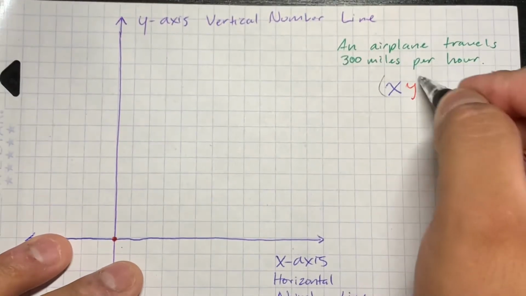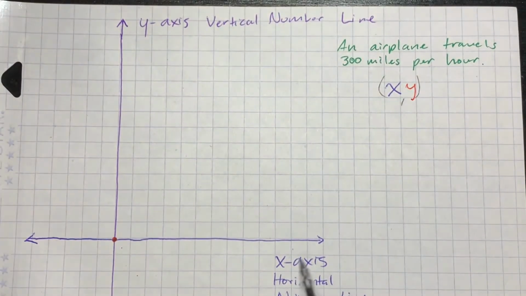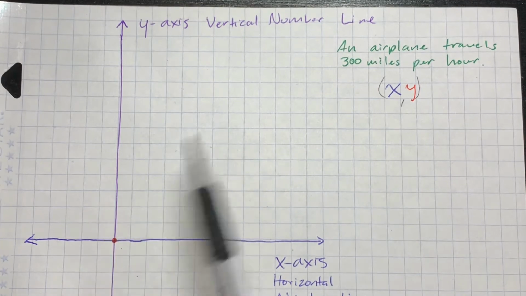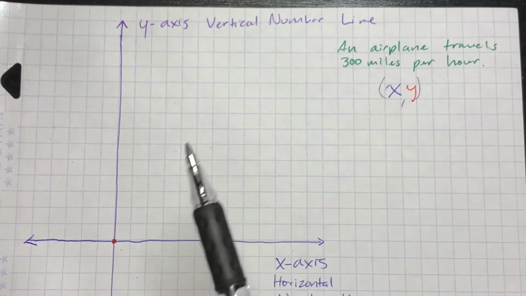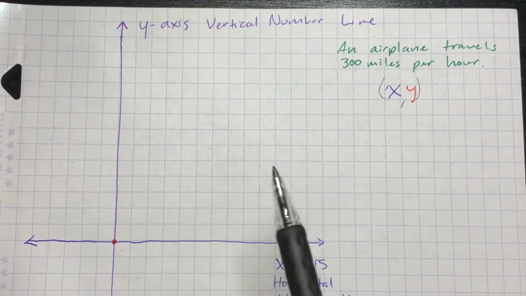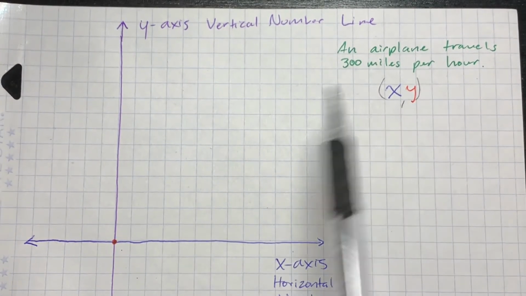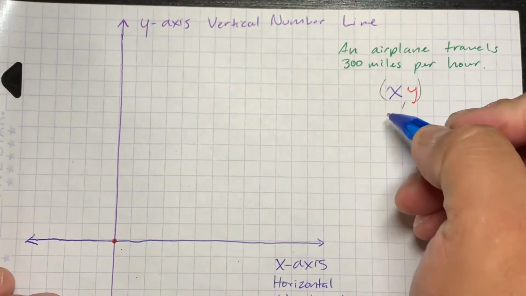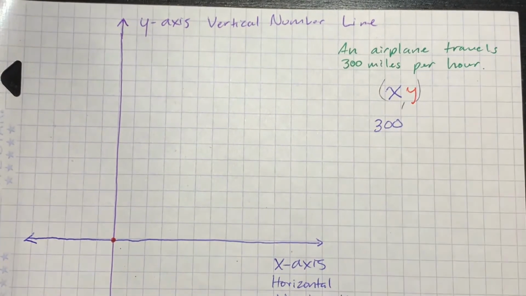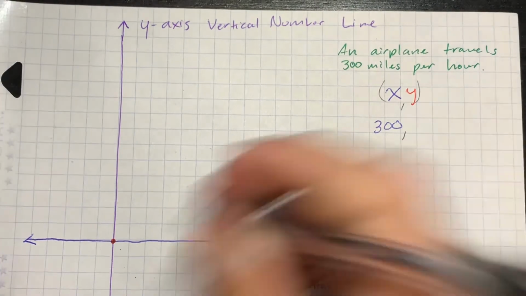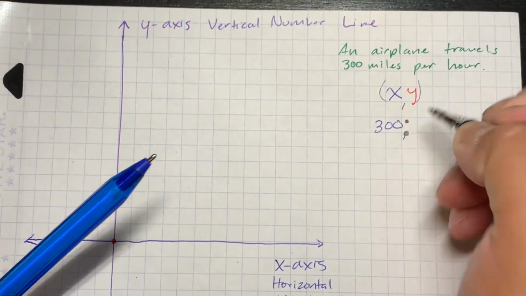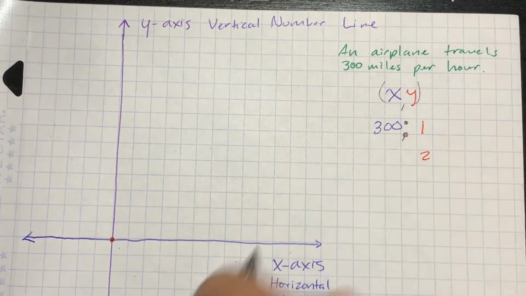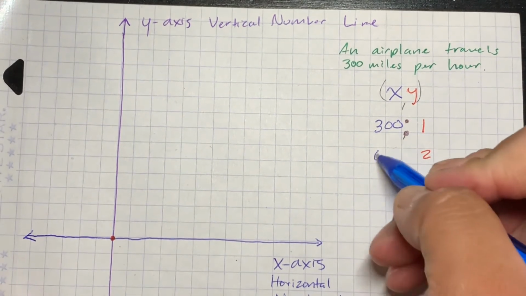Okay, so here's your ordered pairs. Now let's listen to this carefully. So we're going to plot and make a ratio here, and plot that ratio on this coordinate plane. So we're going to graph the ratio on the coordinate plane. So an airplane travels 300 miles per hour. So that means that an airplane travels 300 miles per every 1 hour. So let's say in 2 hours, that airplane will travel 600 miles. Okay.